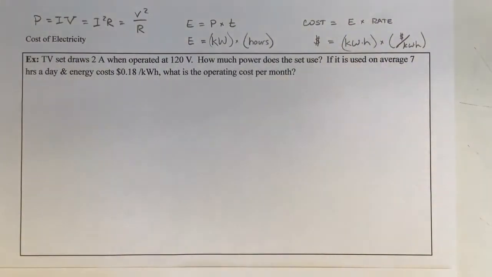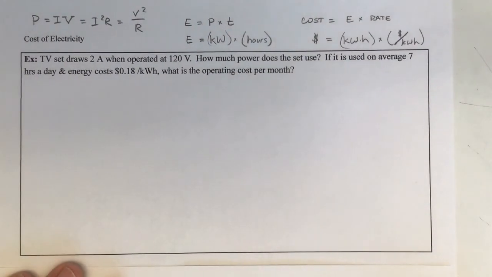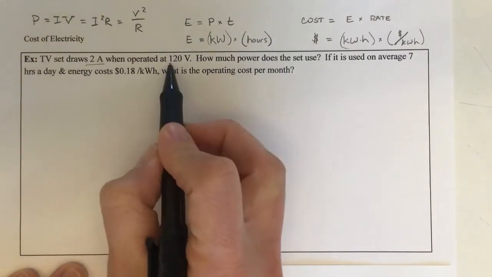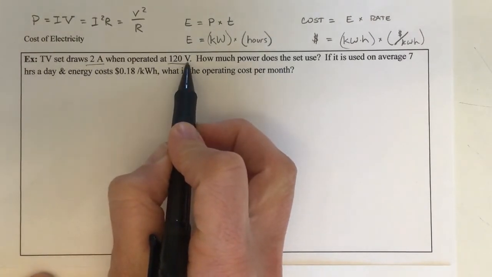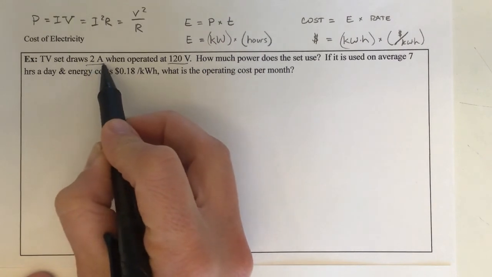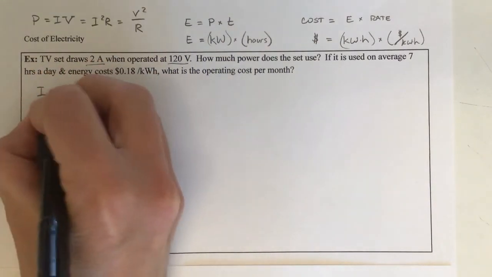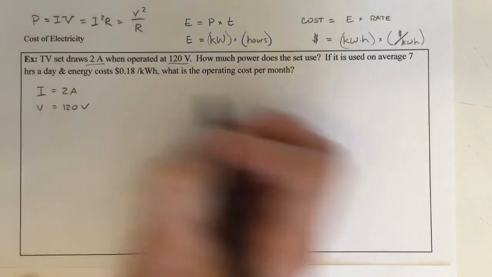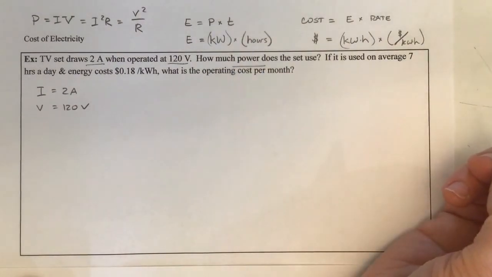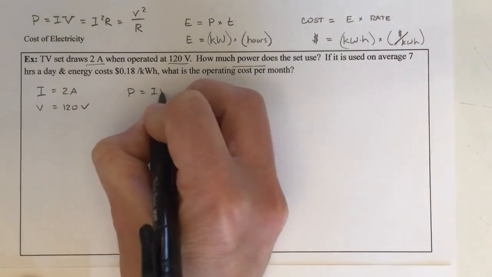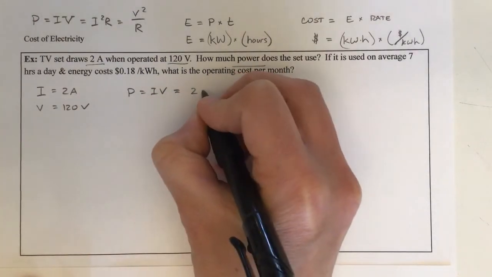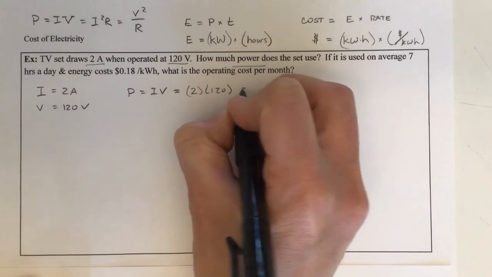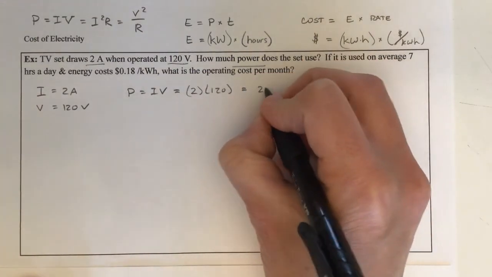Okay, so let's go through two examples of this. Again, it's helpful if you are calculating on your own with your own calculator. It says a TV set draws 2 amps when operated at 120 volts. Let's identify quantities. 2 amps, amps is current. Operated at 120 volts, so that is my voltage value. How much power does the set use? That's pretty straightforward. P is equal to IV. Mental math says that 2 times 120 is 240 watts.